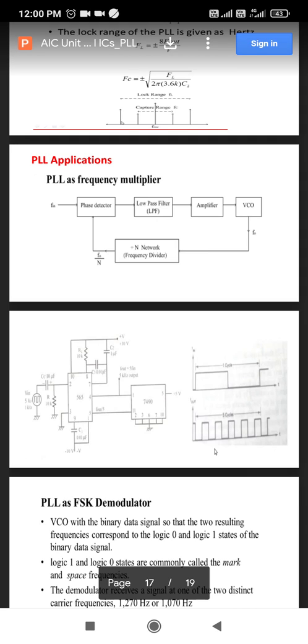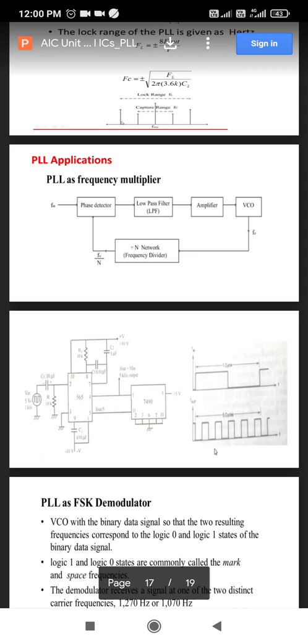So you are observing here the block diagram. Whatever you are observing here, PLL as a frequency multiplier, in that circuit you are observing the PLL. So where is the PLL present? So first four blocks, that is the phase detector, then low pass filter, then amplifier, then VCO. So these four blocks are nothing but your IC 565.